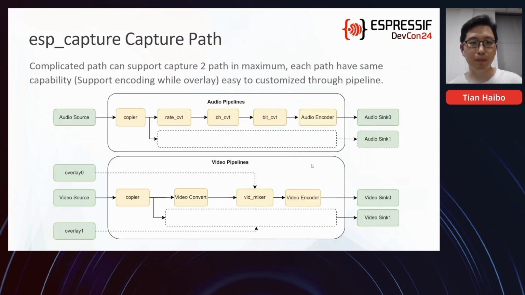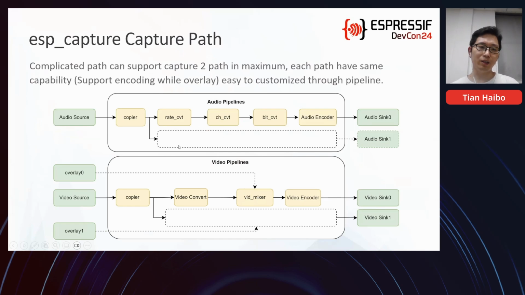The GMF capture path typically consists of two paths. Each path can have almost the same capabilities. The input data is separated into two paths by a copy. The copy only copies the data pointer, so it does not actually copy data.